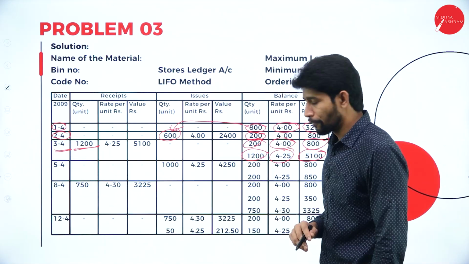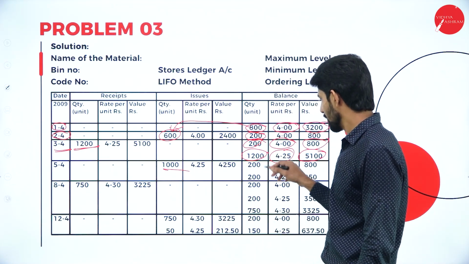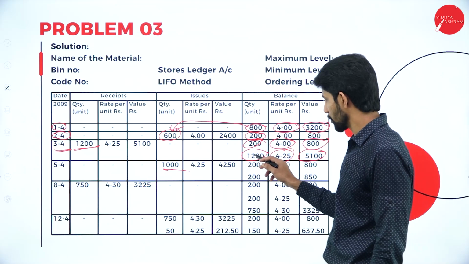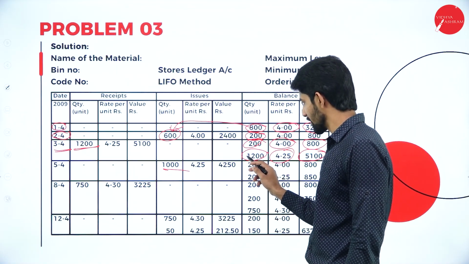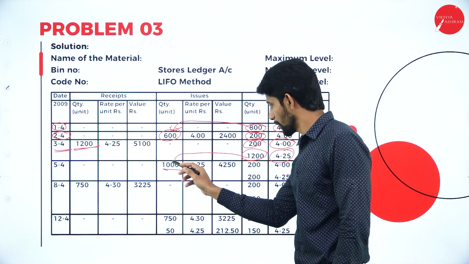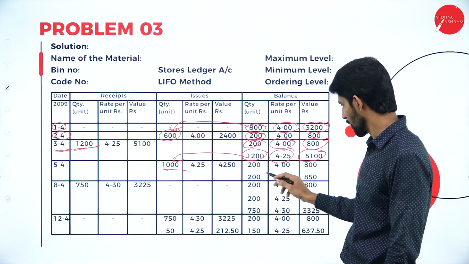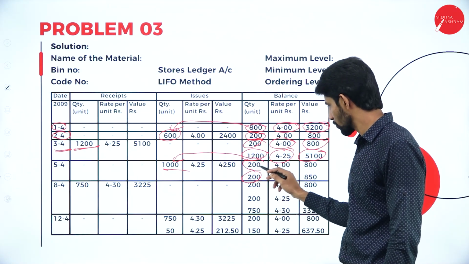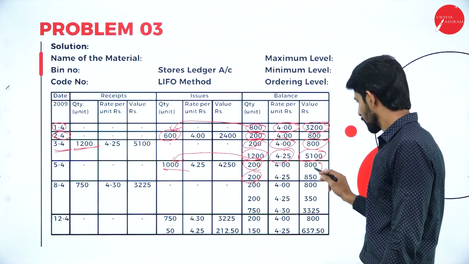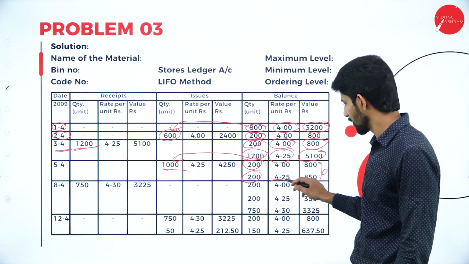Next, on 5th April, they issued 1000. So issue 1000 and write down the balance. So we are issuing this 1000 from the recently purchased one. Which is the recently purchased? 1200. So from 1200 issue 1000. What will be the balance? The balance will be 200 and the old balance 200. So total 200 plus 200, 850. So close the entry for that date.